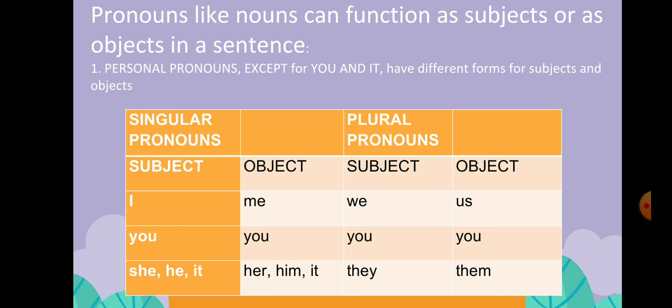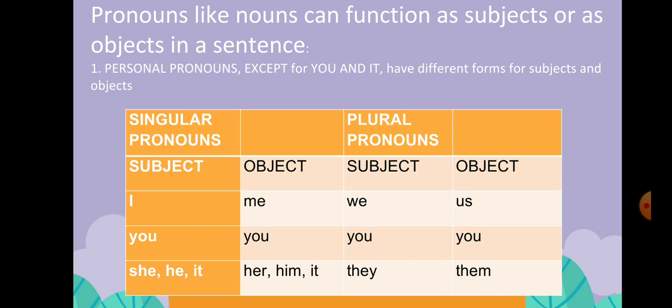So, personal pronouns, except for the pronoun you and it, have a different form when they are subject and another form when they are objects, okay? So for example, in the singular pronouns, I is the subject and the object is going to be me. I'll give you another example. In the plural pronouns, we as a subject and us as an object.